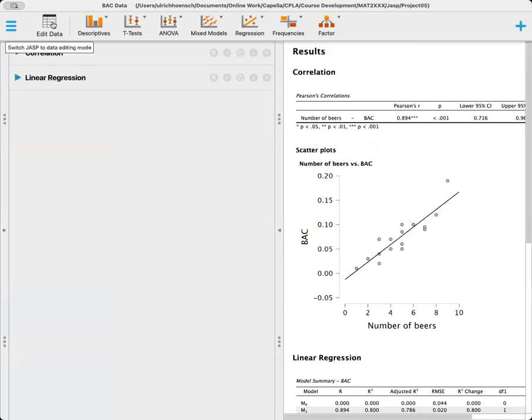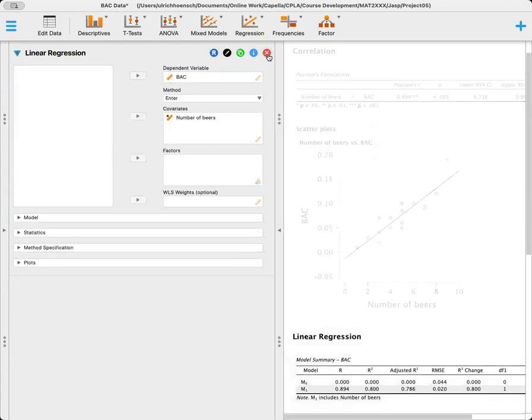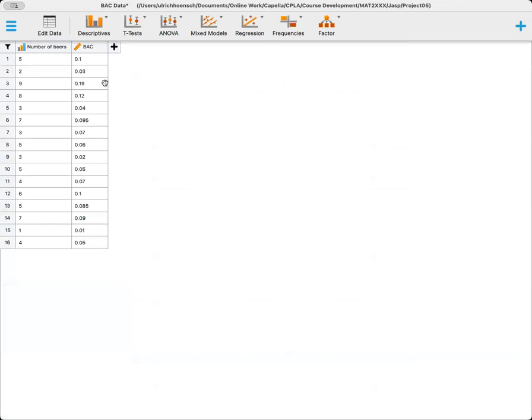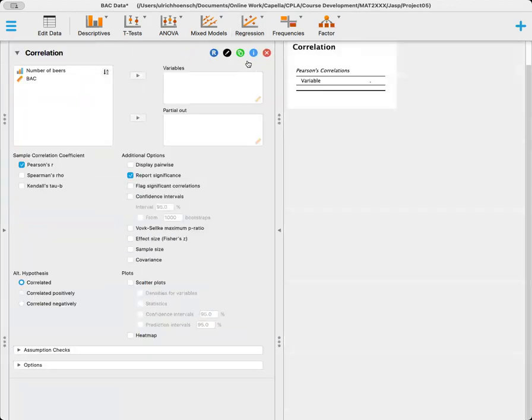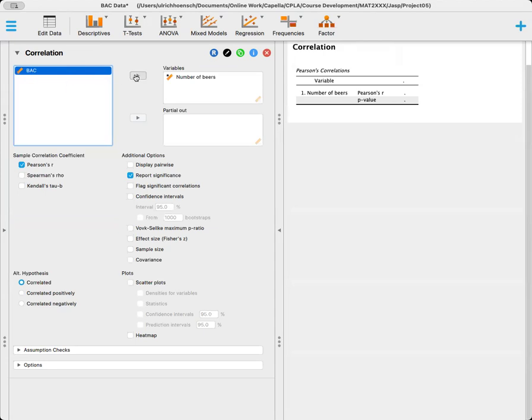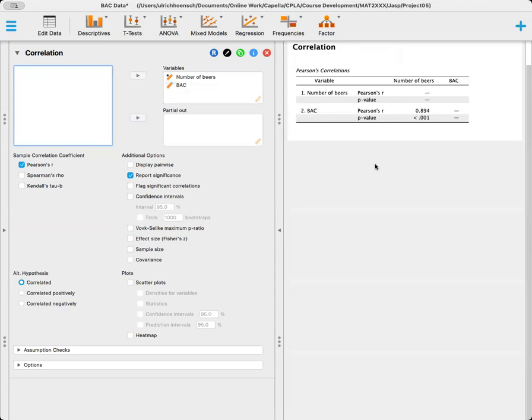So the idea is that we want to do a correlation and linear regression. Let me delete both of those. So the way you get to that point is to go to regression, go to correlation to do the correlation analysis. And so basically the two variables we want to choose here are number of beers and blood alcohol content.